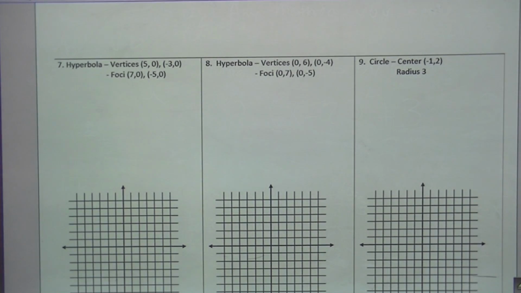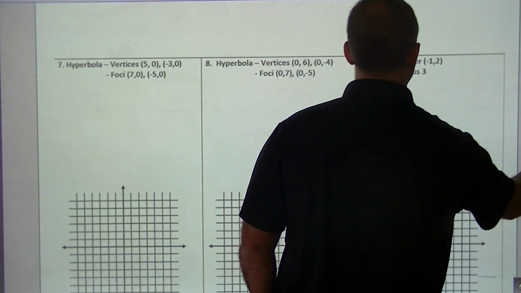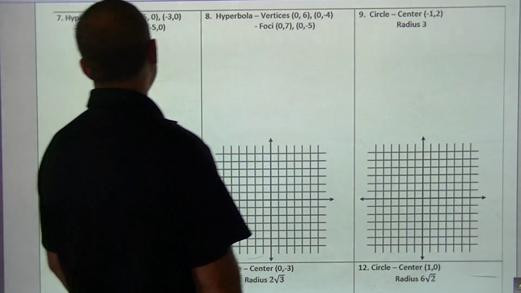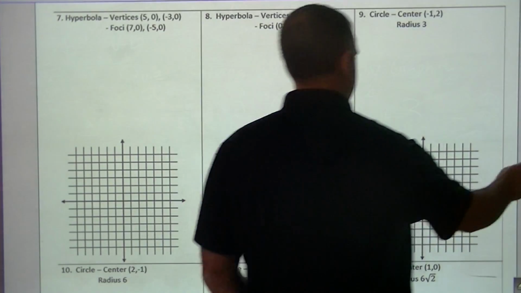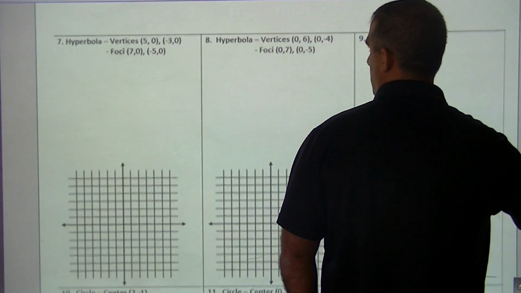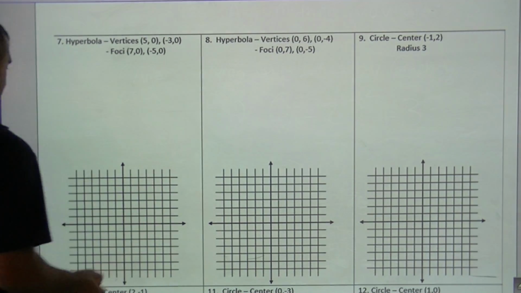A couple more, then we'll get to the circle ones. Circles are very easy. My vertices here are 5, 0, and negative 5, 0. Let me move this down so I make sure you can see it. So 5, 0.